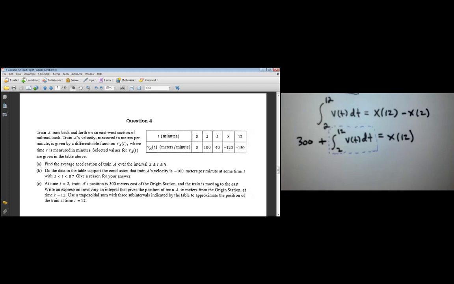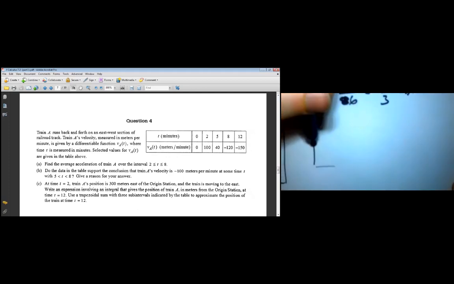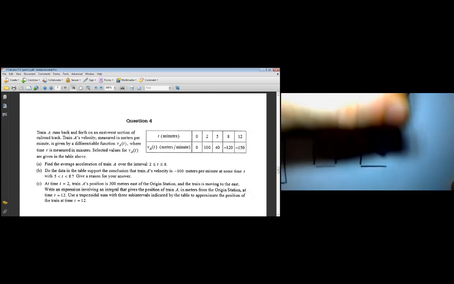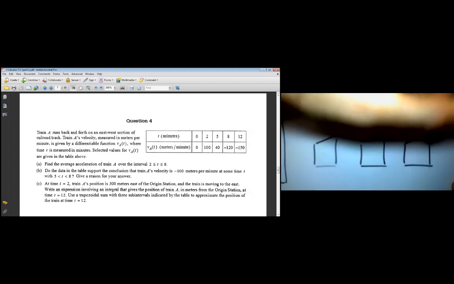Negative 3,180. I did something wrong. Okay, so let's examine here. Let's get some trapezoids drawn and see what we're working with. So here's our first one. Here's our second one. There's our third one.